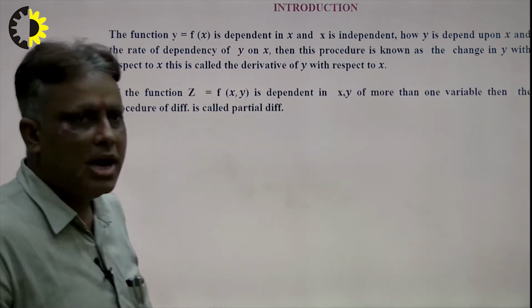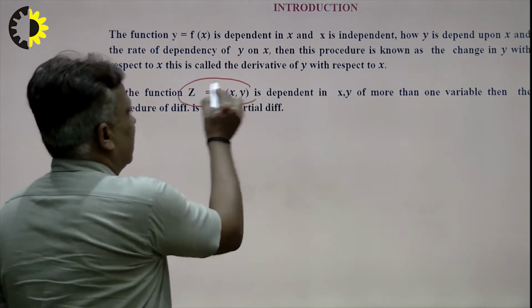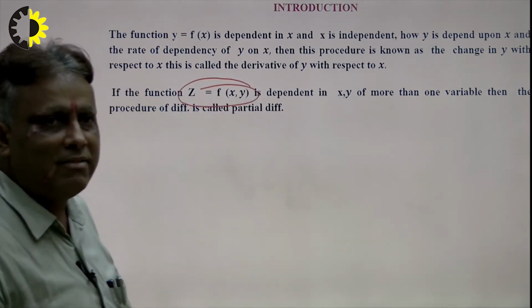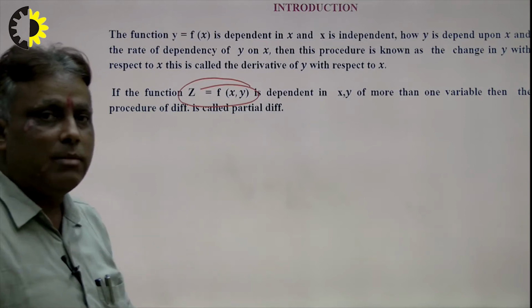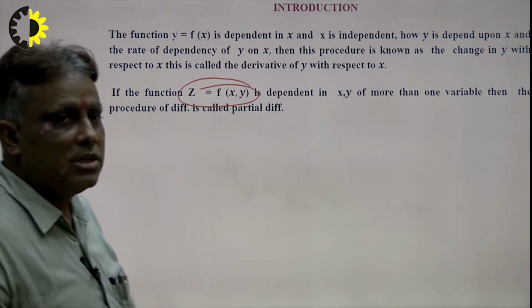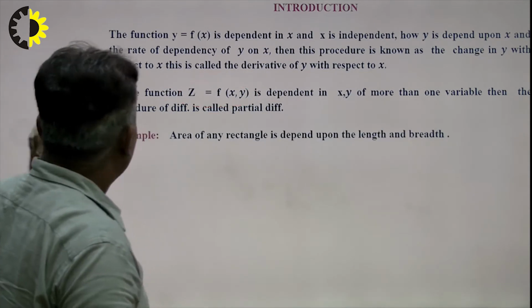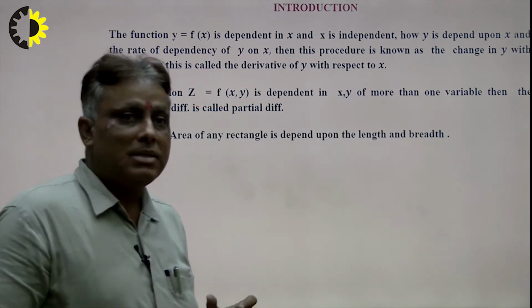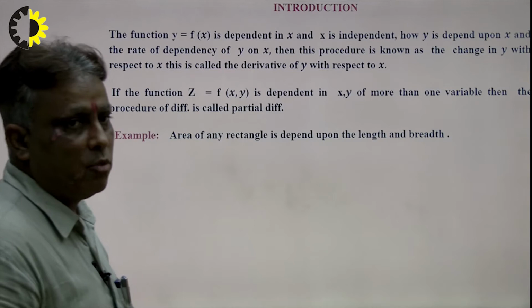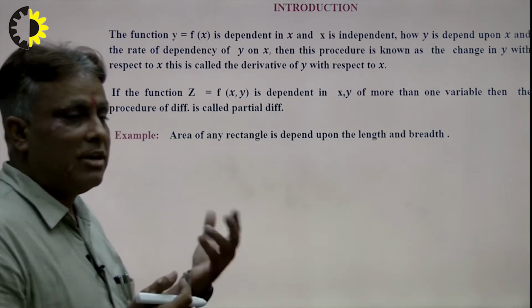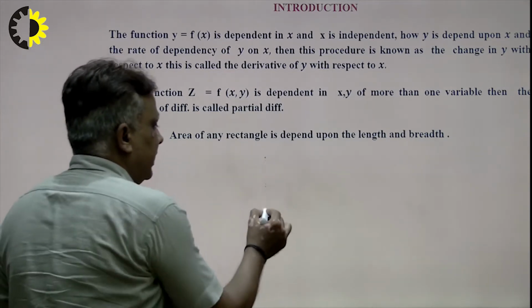In this way I write z = f(x, y), that means z is a function of x and y. If a function contains more than one variable, then the differentiation is known as partial differentiation. The function may be only single, but the independent variables may be more than one. The question is, suppose I want to calculate the area of a disk?